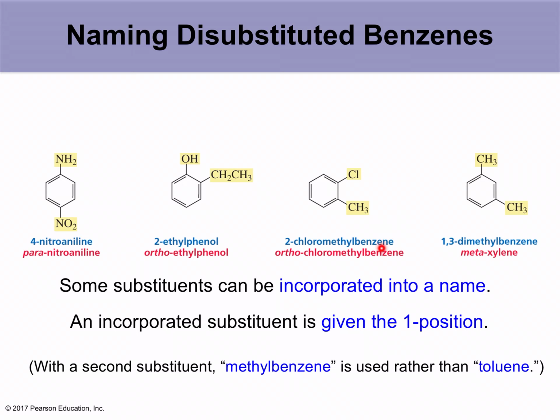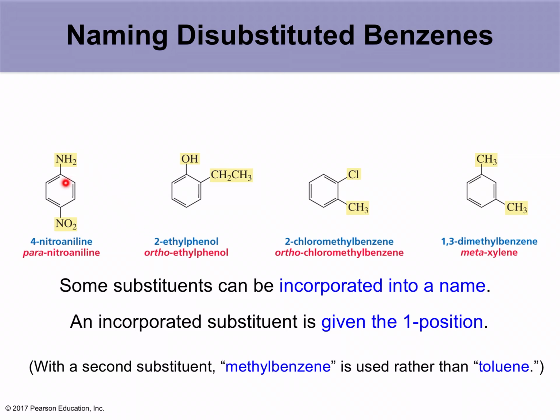And this one, the methyl group is number 1. So this is 2. So 2-chloromethylbenzene or ortho-chloromethylbenzene. And this one, 1,3-dimethylbenzene or meta-xylene.